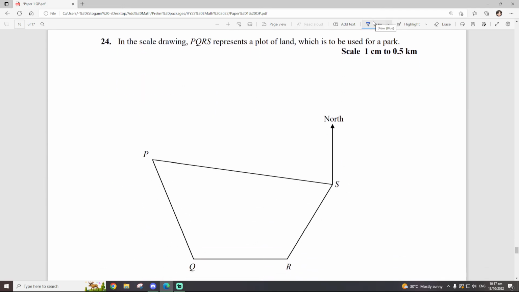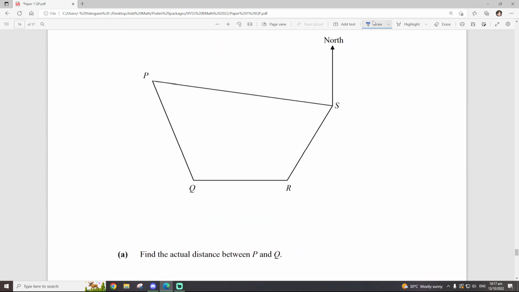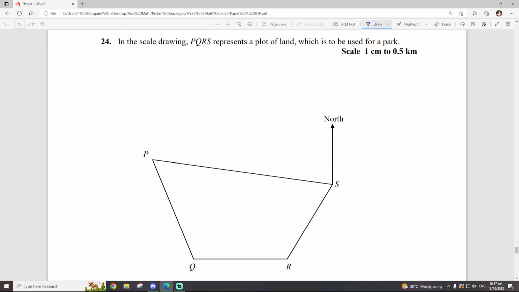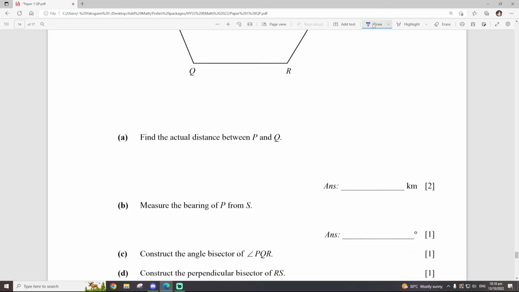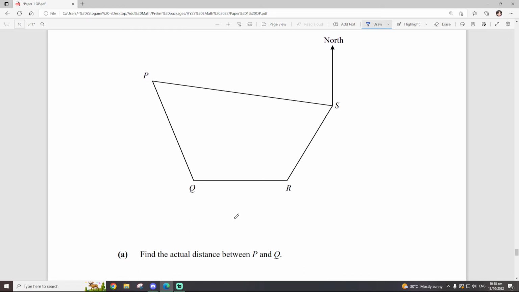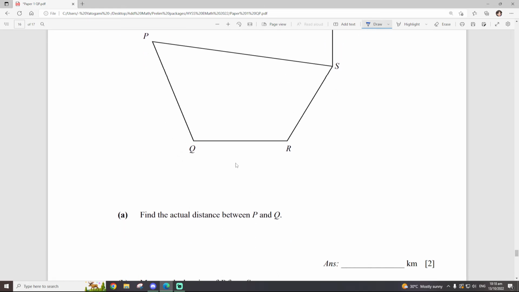Oh, scale drawing. Okay, this looks like construction. I don't think I can answer this. Okay, I'm on a digital paper, as you can see, so I can't really measure this. So what you can do though is you take note of the scale. So use a ruler to measure. So I'll just explain what the measure is.